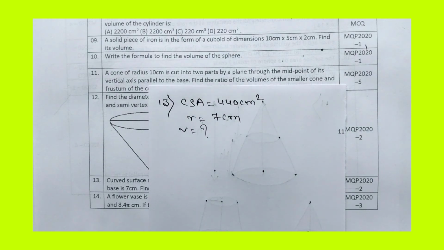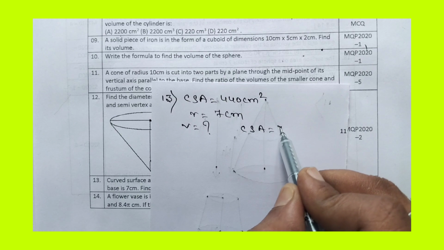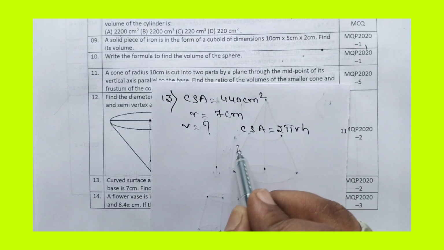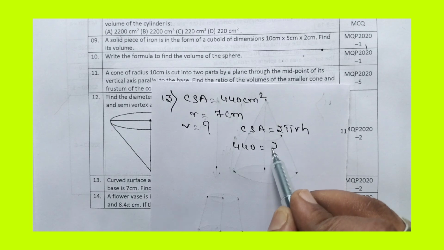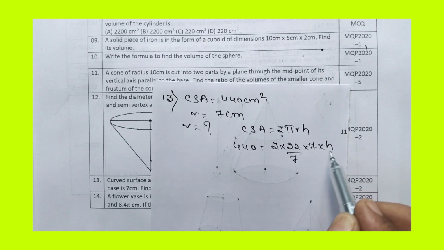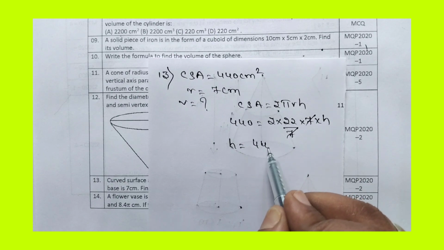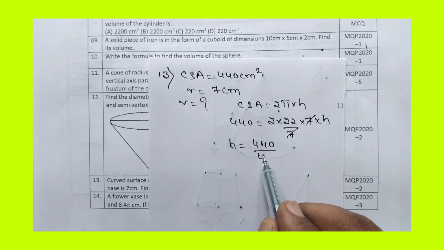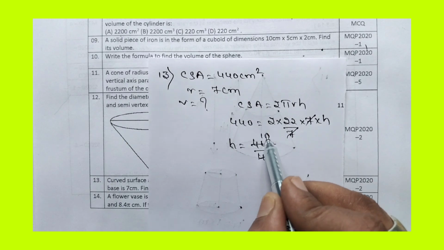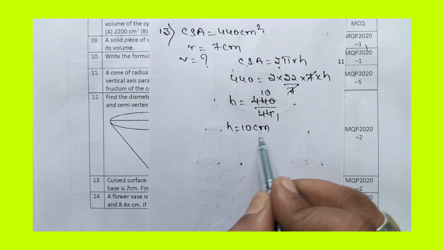CSA is given. Using CSA and radius, let us find out the height of the cylinder. So formula, CSA is equal to 2 pi r h. CSA 440 is equal to 2 into pi 22 by 7 into radius 7 into height. 7 cancelled. So what is remaining? H is equal to 440 divided by 22 2s are 44. 44 1s are 44, 10s are. Therefore, what is the height of the cylinder? It is equal to 10 centimeter.